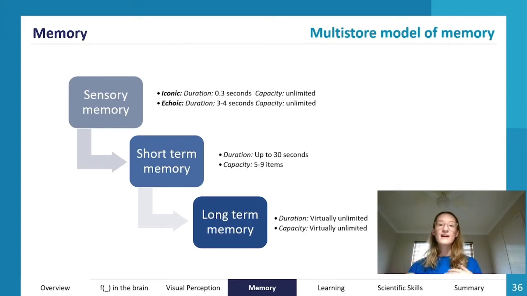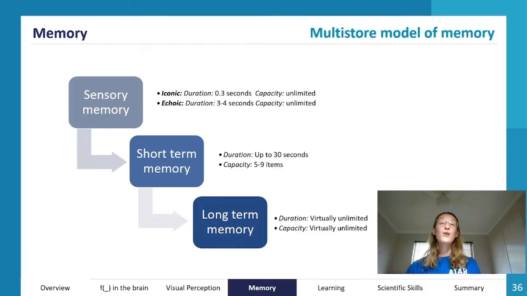So for example, if I was writing a shopping list, it would actually be much more efficient to write a shopping list than try and remember the 10 things that I've got to grab from Coles or Woolies. So yeah, our short-term memory is a bit more limited than our two other memory stores, but it's also a really, really important part of the memory process.